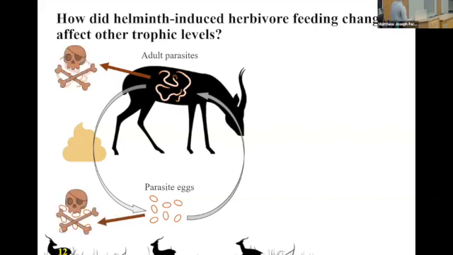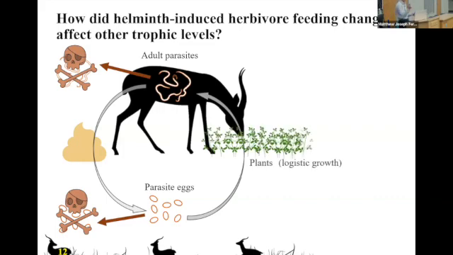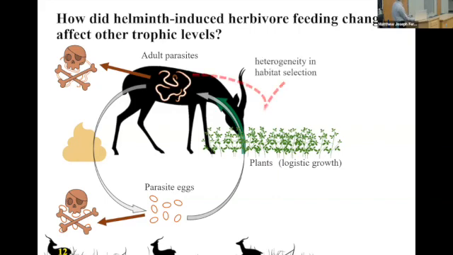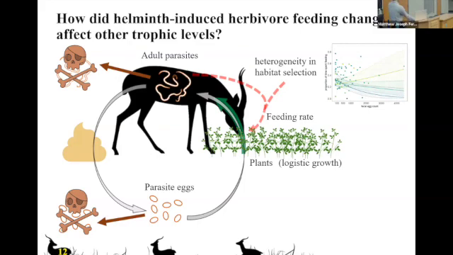In this model, there were also plants, and the plant biomass increased with logistic growth with a carrying capacity, and decreased with herbivore consumption. The last parameter in this model was feeding rate. The feeding rate was affected by helminth infection intensity and habitat selection strategy, based on the statistical model I just showed. And once feeding rate changed, it also affected the parasites ingested and also plant consumption.